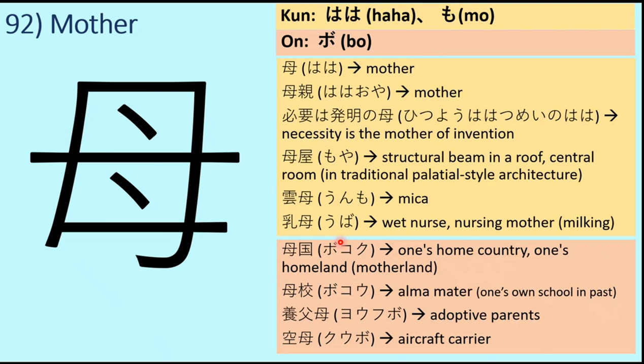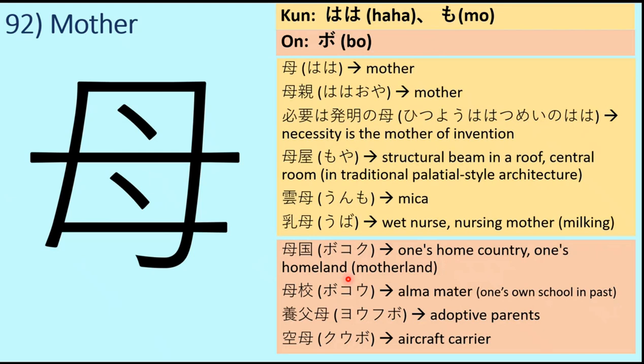Now let's look at some of the onyomi readings for mother. The first one is bokoku. Bokoku means one's home country or one's homeland or motherland. So this is mother, this is country. As you can easily see, this is the kanji for mother and this is the kanji for country, which we will learn in today's lesson as the fifth kanji character, as we just mentioned during the discussion on father's kanji. So for now, you just remember that this is mother, this is country. So mother country means motherland or one's own home country.